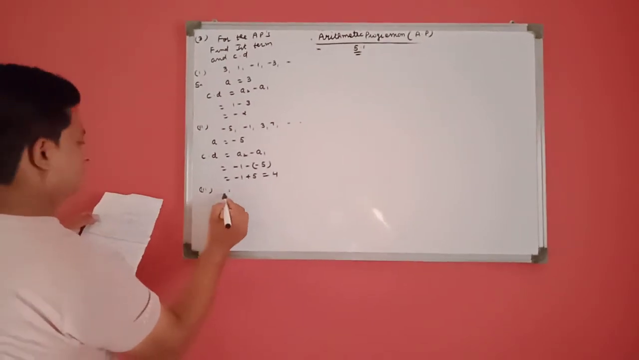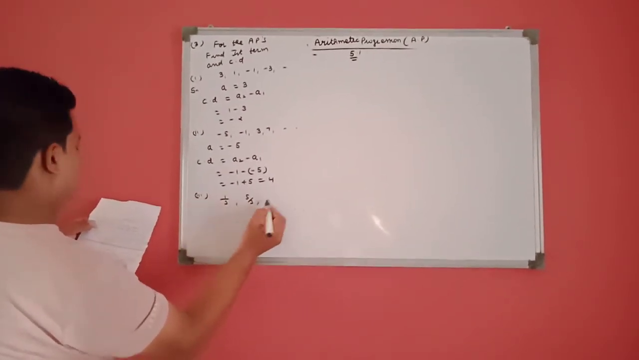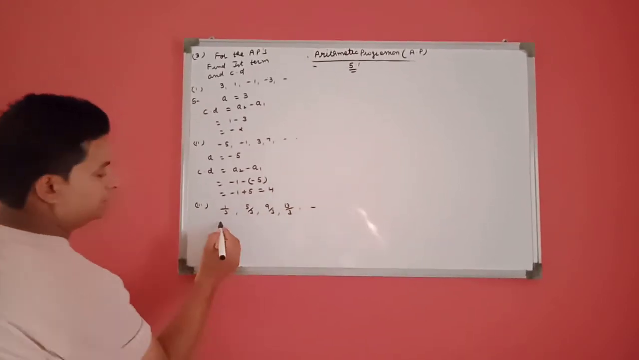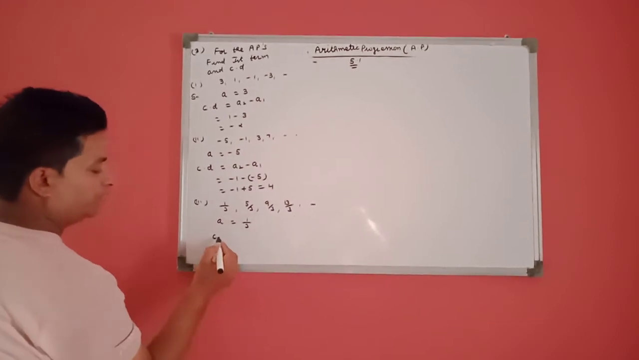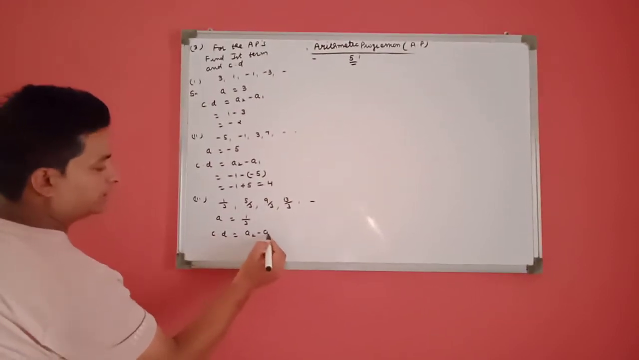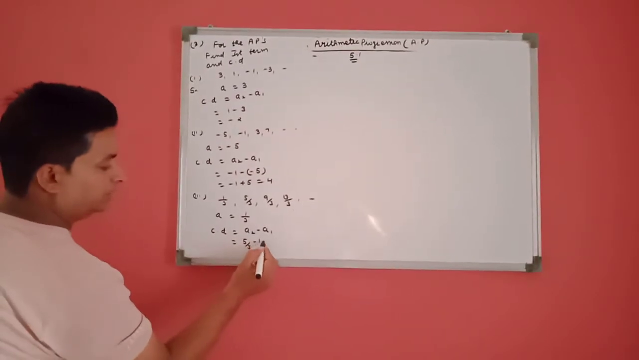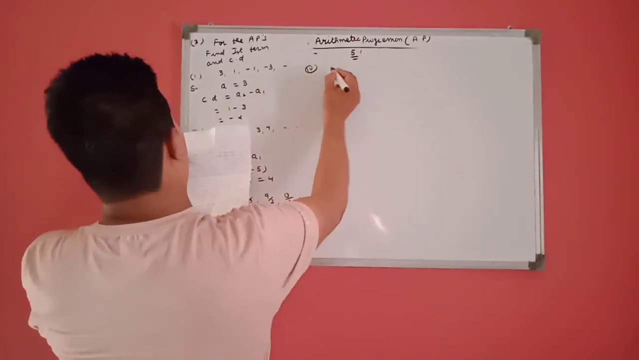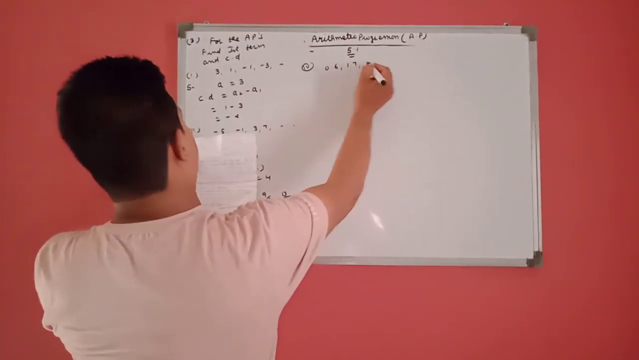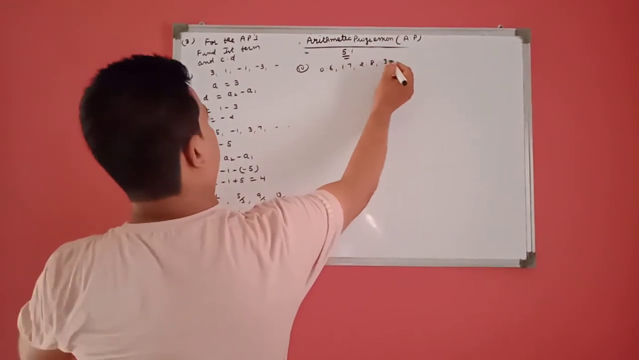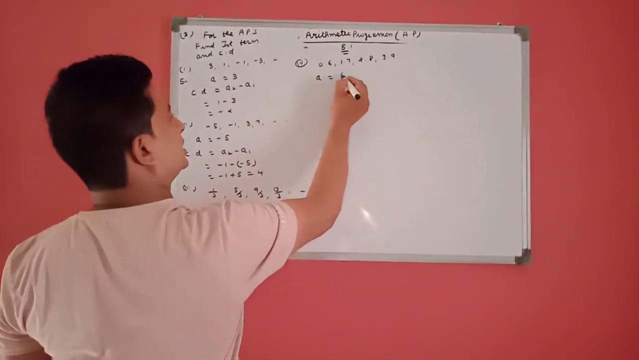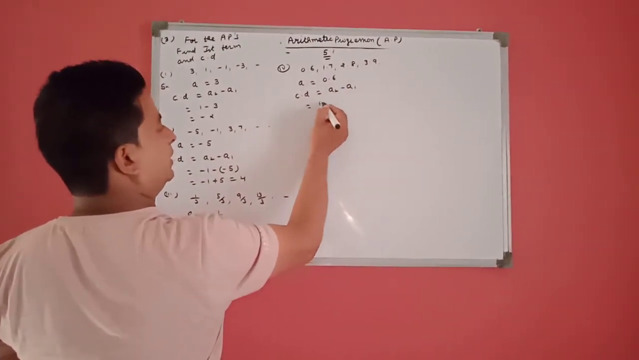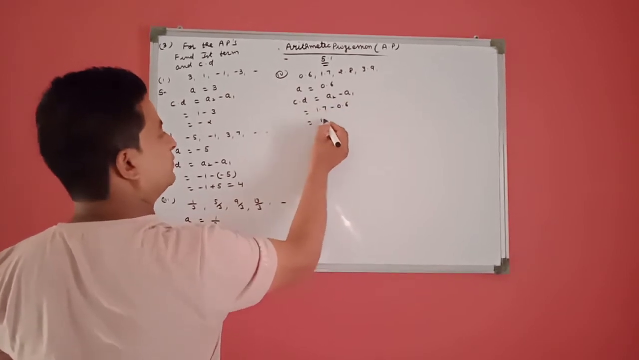In the third part, 1/3, 5/3, 9/3, 13/3. In this question, the first term is 1/3 and the common difference is a2 minus a1, which is 5/3 minus 1/3, which is 4/3. In part number 4, the statement is 0.6, 1.7, 2.8, 3.9. In this, the first term is 0.6 and the common difference is a2 minus a1, 1.7 minus 0.6, which is 1.1.